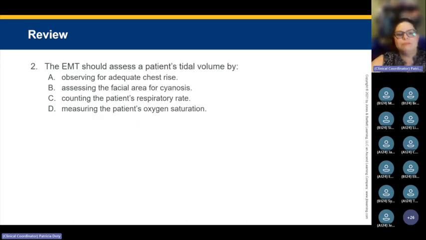Number 2, the EMT should assess a patient's tidal volume by A, observing for adequate chest rise, B, assessing the facial area for cyanosis, C, counting the patient's respiratory rate, or D, measuring the patient's oxygen saturation.